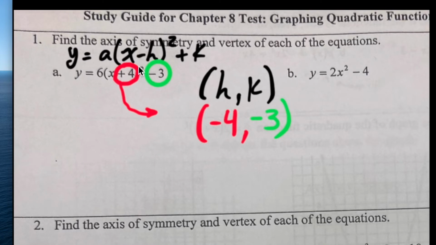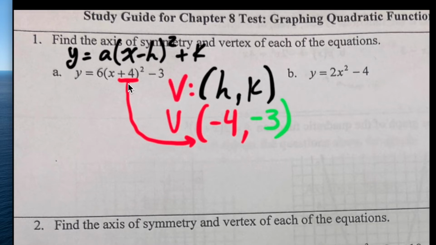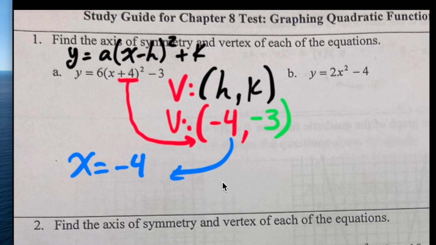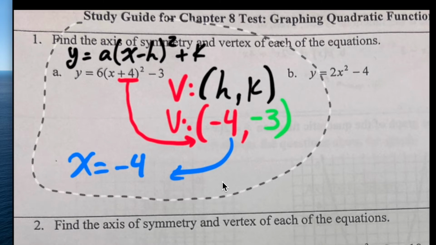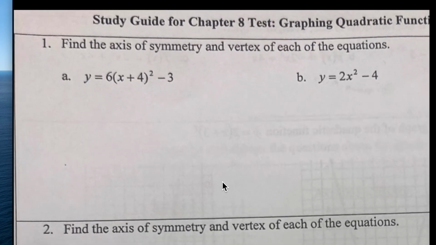Again, put a circle around what's inside of the parentheses. You put a circle around whatever's inside the parentheses, and as you bring it to your answer, this is the vertex, V for vertex, you flip the sign because of that negative. Here, when you get the y coordinate, it stays as is. So folks, what is the axis of symmetry for this? X equals -4. It's the x coordinate of the vertex. So that is letter A. Let's do now B. Now notice, this is not in vertex form.